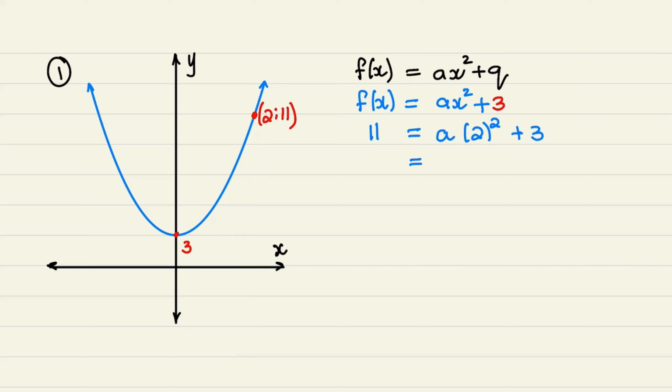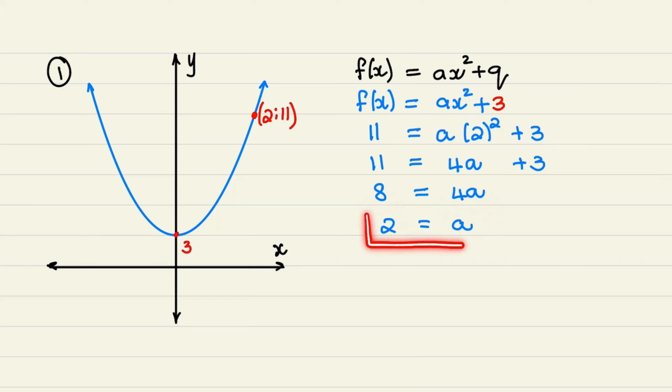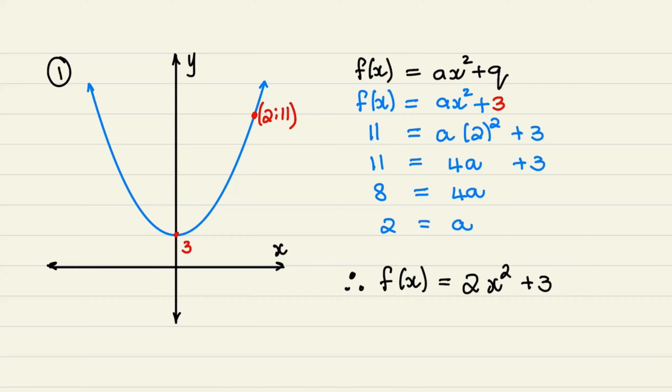When I multiply out, I have 4a plus 3 is equal to 11. If I transpose the 3, I have 11 minus 3, which is equal to 8, equal to 4a. Then I divide both sides by 4 in order to find the a value. So a is equal to 2. Now that I have the a value, I can complete the original equation. Therefore, the equation of this graph is f(x) is equal to 2, which is the a value, x squared plus 3, which is the y-intercept.